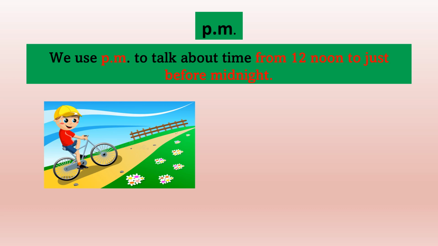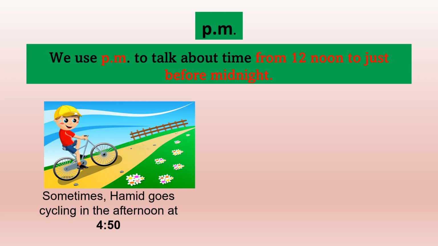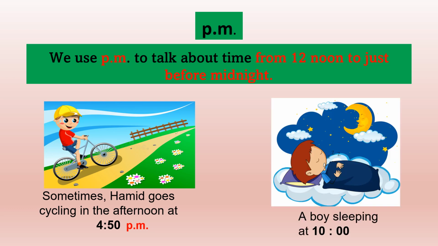For PM, we talk about the time between 12 noon to just before midnight. So the afternoon is also PM. For example, Hamid here is going cycling in the afternoon at 4:50 p.m. Another example, a boy sleeping at 10 o'clock p.m. So this is another example of using p.m.